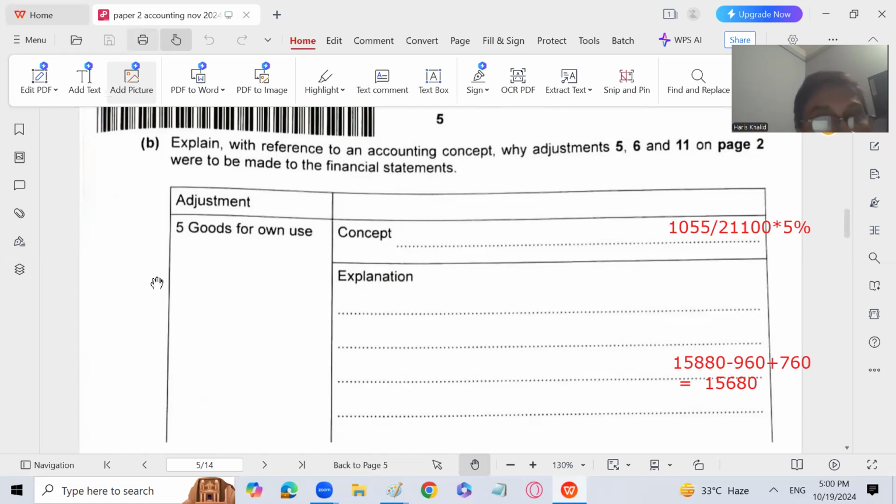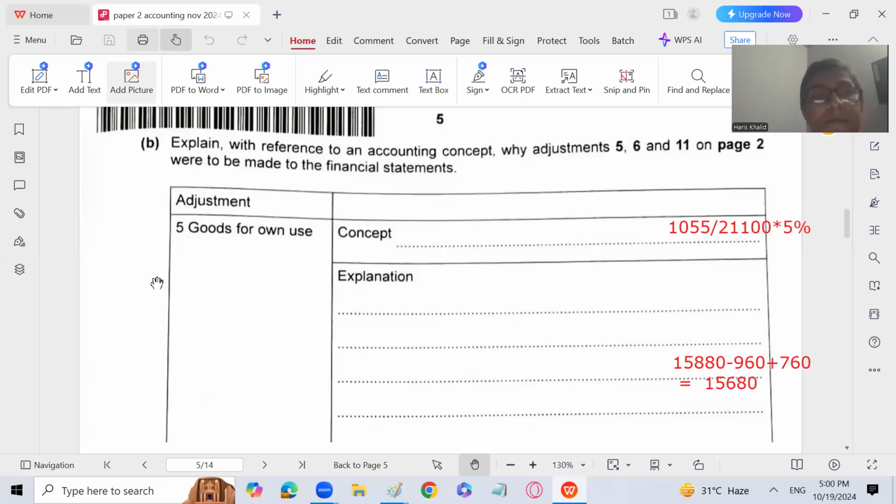The first is goods for own use. The concept is the business entity concept. The business entity concept says that the business is separate from the owner. Only transactions and events relating to the business are recorded in the business books. So if the owner takes anything for his personal use, either cash or goods, that will be treated as drawings and subtracted from his capital rather than treated as a business expense. I'm not going to write it down because I don't want to take much of your time. I want to upload the question as quickly as possible.